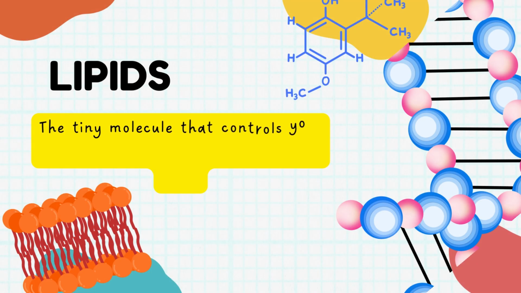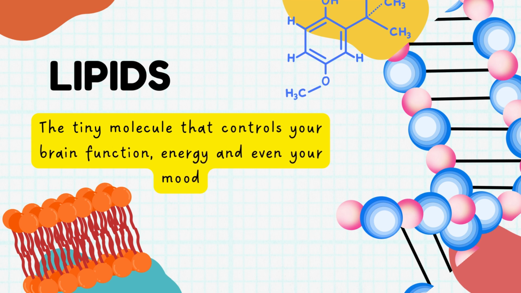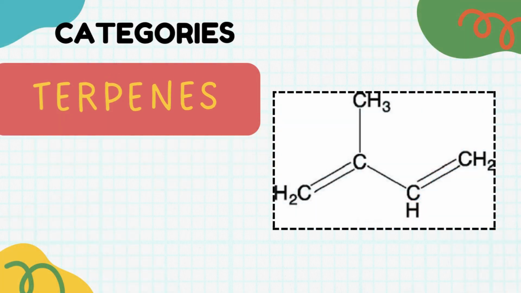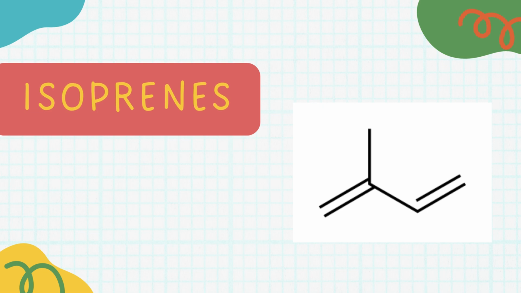As we were learning, lipids are tiny molecules that control your brain function, energy, and even your mood. And we had already discussed triglycerides and fatty acids. Let's discuss another type of lipid, the terpenes and terpenoids. These are polymers made up of repeating isoprene units, which is this 5-carbon diene.